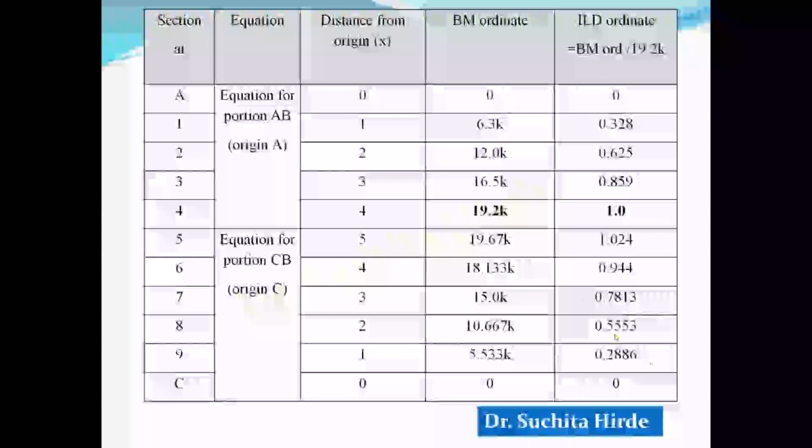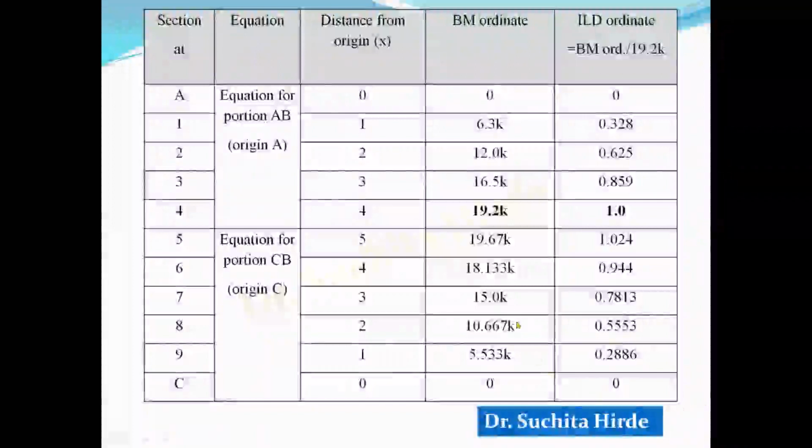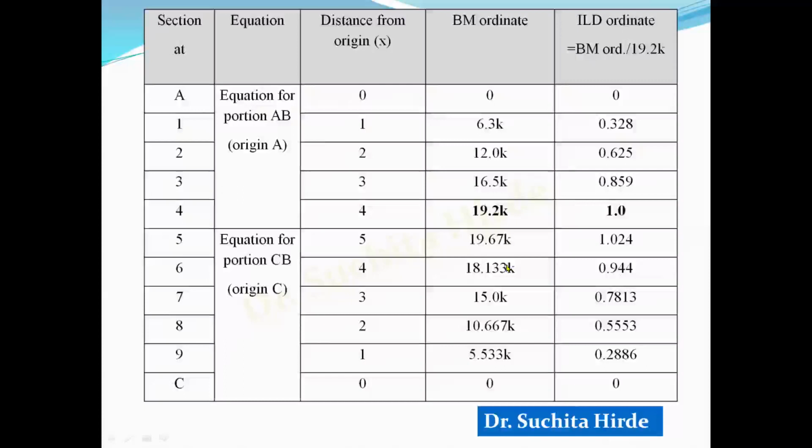So now the last step is to draw the influence line diagram. Please remember that this column gives the values of deflection due to unit force at B. Whereas this column gives the values of deflection due to unit deformation at B, which are nothing but the influence line diagram ordinates. Now let us see how to draw the influence line diagram.